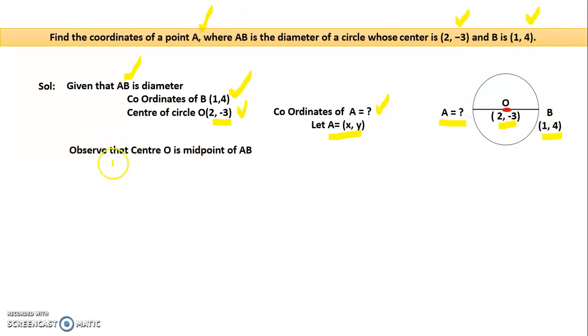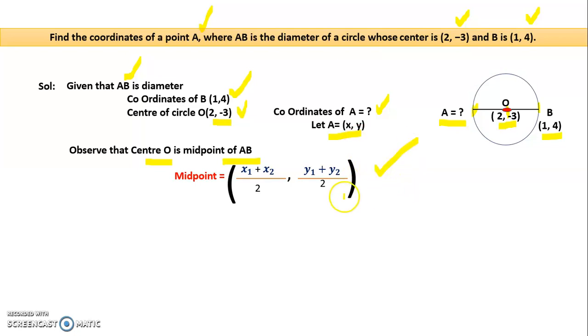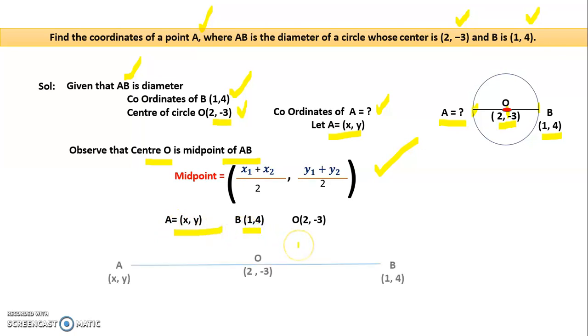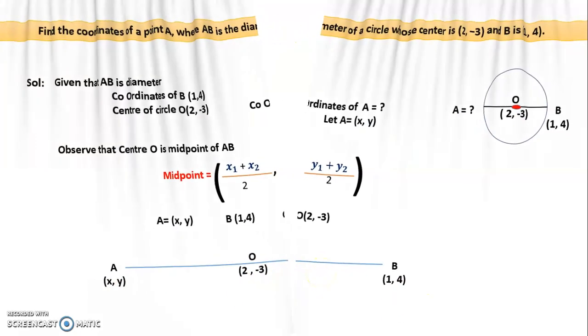So what is the logic here? Observe that center O is the midpoint of AB. If you observe that A and B form a line, then O is the midpoint of AB. That means we need to find the midpoint of AB first. Apply the midpoint formula with A (x, y) and B (1, 4). That is the diagrammatic representation: the midpoint of AB is (2, -3).